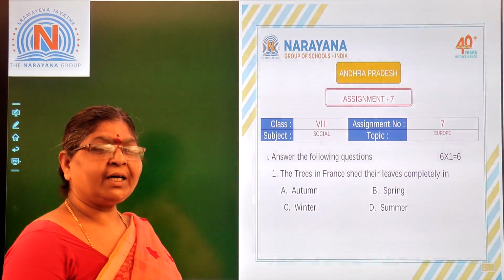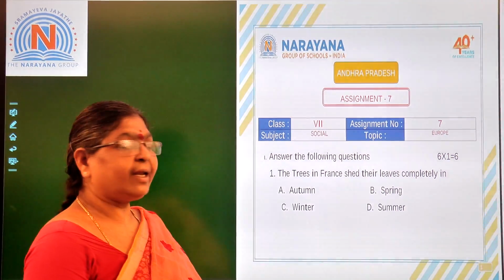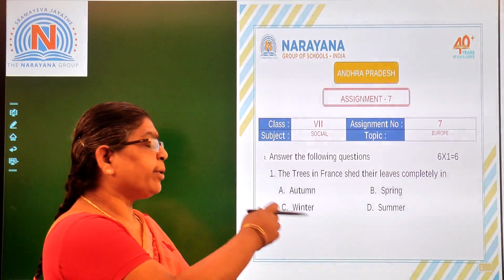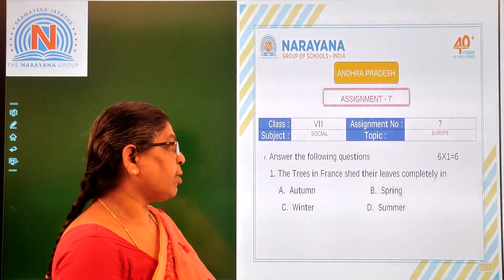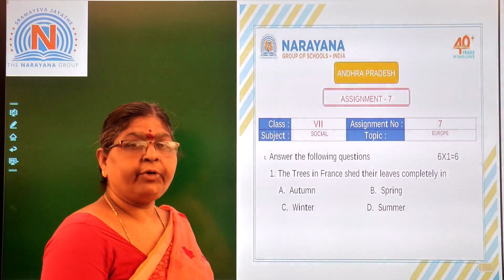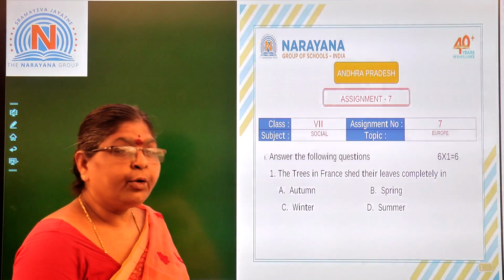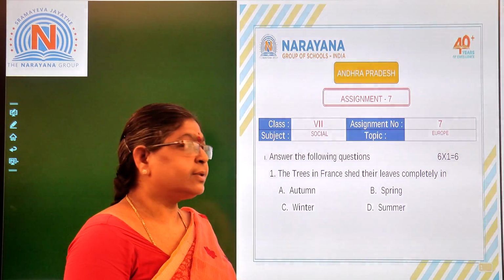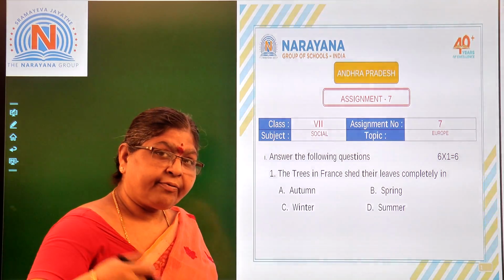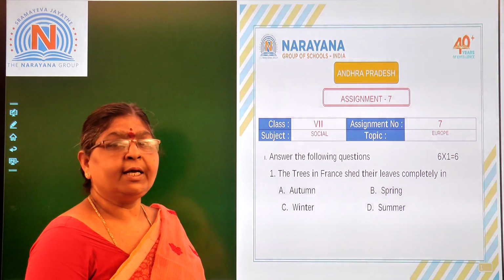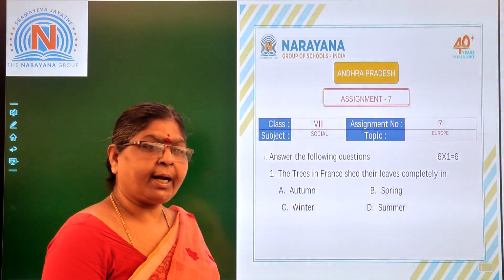Today we are going to learn the assignment number 7 of class 7th. The topic is Europe. And in Europe we know very well about the seasons. We have learned about the agriculture. Today we are going to learn about the different patterns that we observe in the seasons of Europe, right?